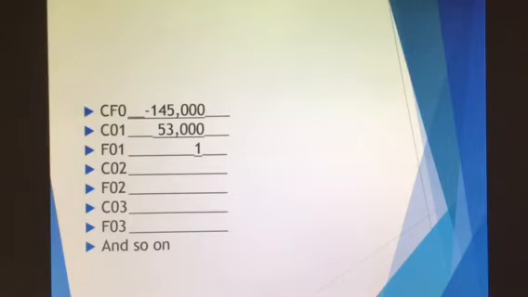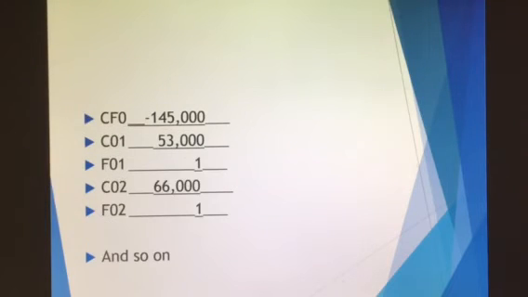You can just scroll down using the down arrow key and ignore that frequency key in many cases, because in most problems we're not going to have to use that frequency. It's always going to be 1. In other words, the cash flows are going to be unique from year to year. C02, that value is 66,000, so we input that, and once again, that's frequency. That particular value occurs only once, and so we keep scrolling down.